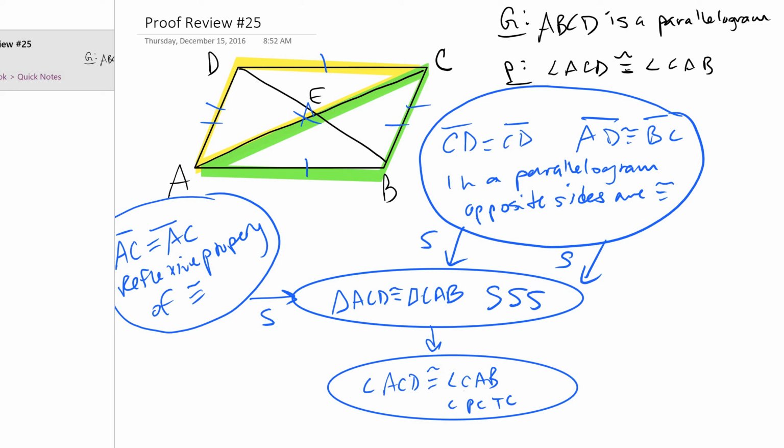This proof is very similar to the proof that's on your test on Monday. The test proof might not be side, side, side. You might have to use the fact that the opposite angles are congruent, etc. Good luck studying.